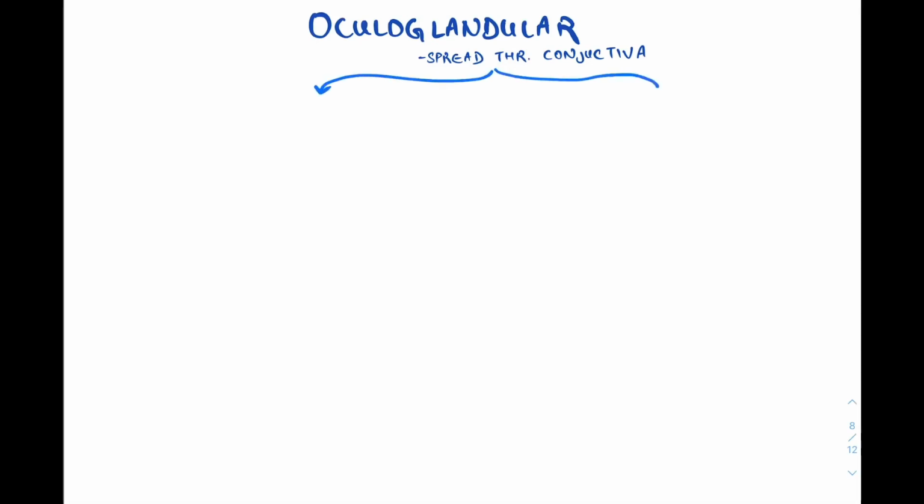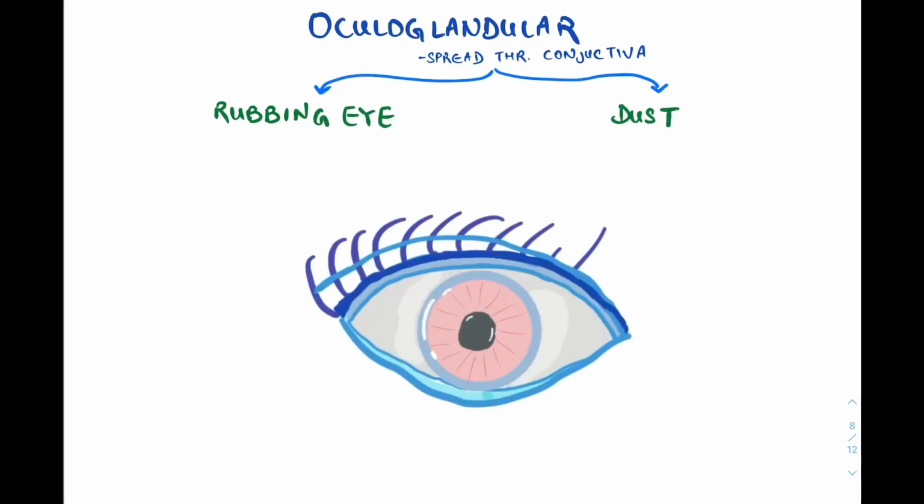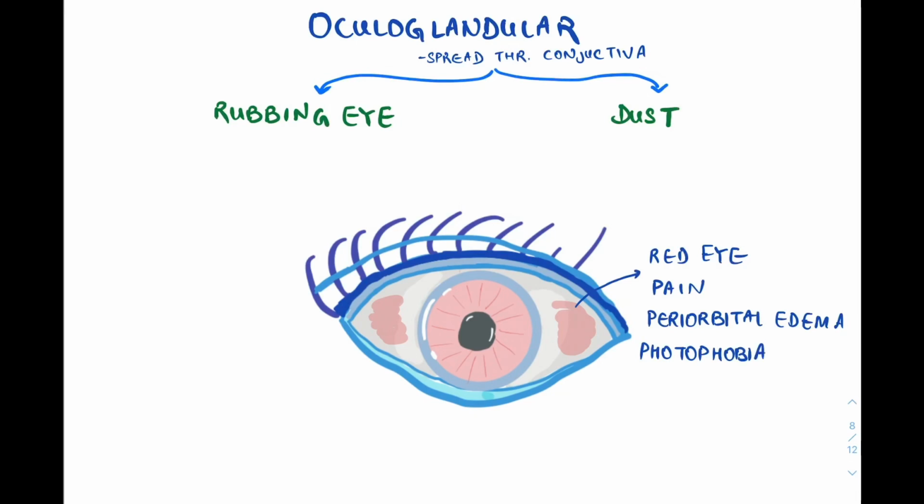The first, when you have a contaminated finger and you rub your eyes with that finger, and the next, they flow in the air carried by dust particles. It causes redness in the eye and pain in the eye. So the first thing is the red eye. Next is pain. The third is periorbital edema, a swelling around the eyes. And the fourth one is photophobia. If you shine a light, you will feel irritated.